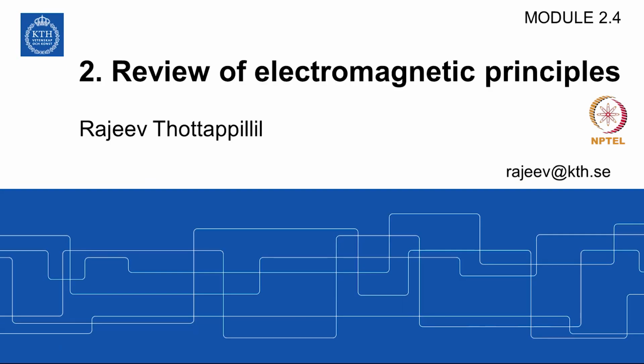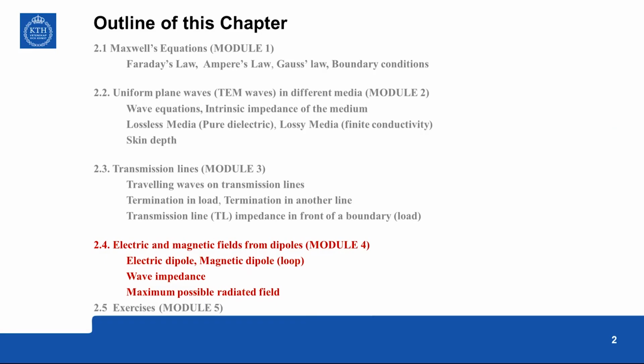Review of electromagnetic principles, continuation. In this chapter, we will inspect electric and magnetic fields from small dipoles. These are the electric dipole and the magnetic dipole. Magnetic dipole is basically a small loop. We will introduce the concept of wave impedance and also find the expression for the maximum possible radiated field.